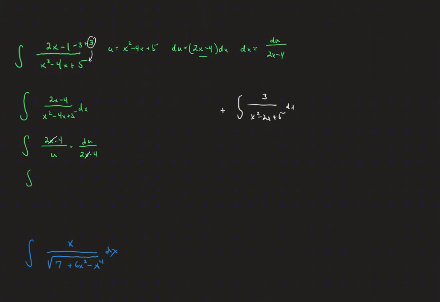And we just get the integral of 1 over u du, which we know is going to be the natural log of the absolute value of u, which is going to be the natural log of the absolute value of x squared minus 4x plus 5. Okay, now we're about half finished. So now we're going to come over here. Now the u substitution that we used here is not going to work here because we don't have that x.